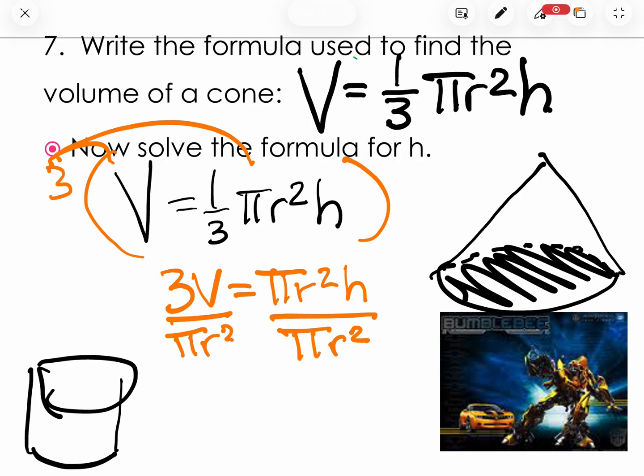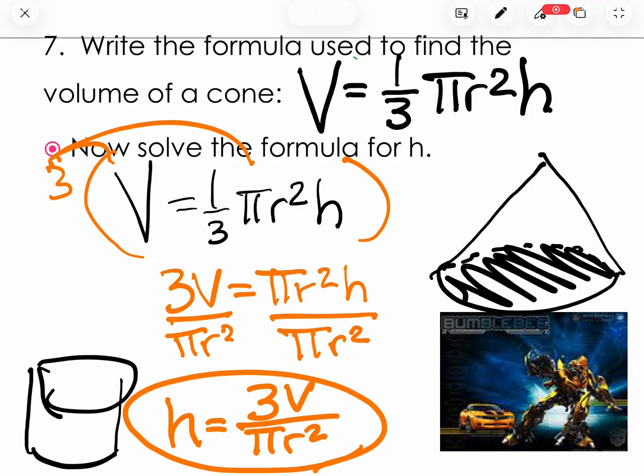A is pi r squared. If you had to solve it for r, you would divide by pi. And then you would have to square root the r squared. So your final answer would be this ugly mess. R equals square root of A over pi. Anytime you've got to undo a square, the inverse of that is square rooting. Final answer here would be h equals 3 capital V over pi r squared. Yay? You try 8 and 9 by yourself right now.